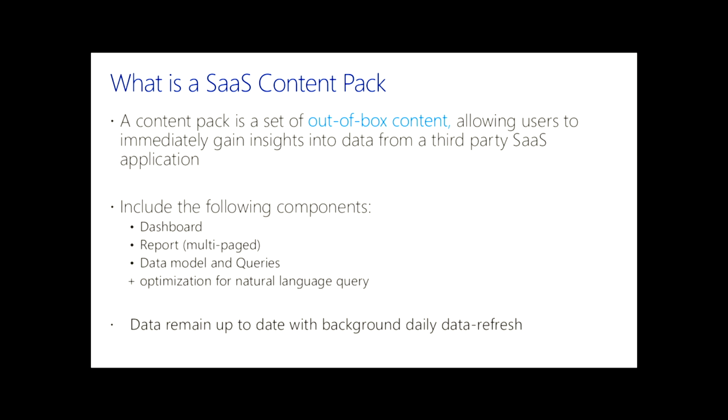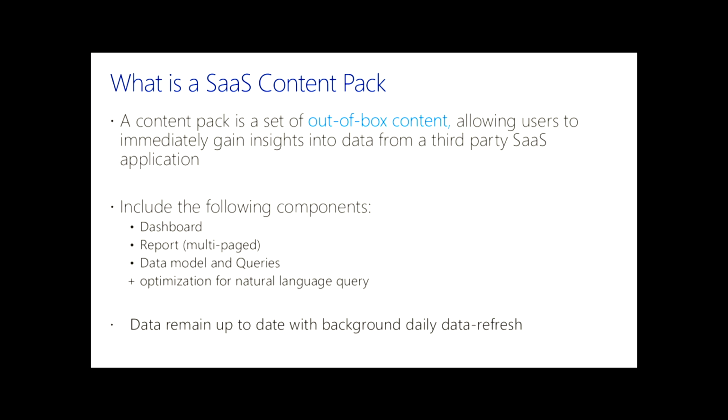So SaaS content packs are a set of out-of-box content that you design: reports, dashboards, queries that call your API to bring the data to Power BI, and a data model you build on top of this data you retrieve from your API, where you can define your relationships, your measures, calculations, custom fields, and reports and dashboards you build on top of that data model. All of this is templatized and becomes available for your users to download from Power BI.